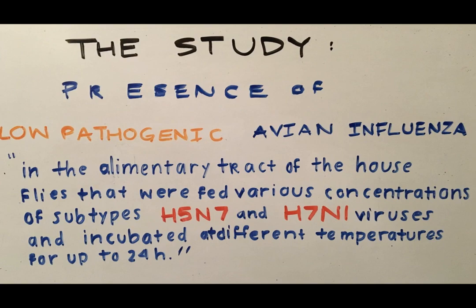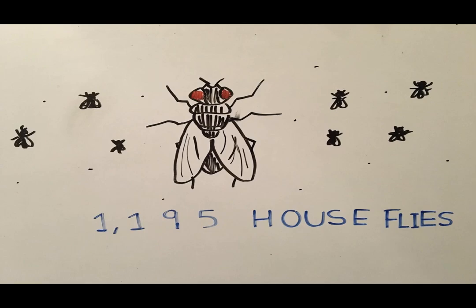And that's exactly what this study focused on: the presence of low pathogenic avian influenza in the alimentary tract of houseflies that were fed various concentrations of subtypes H5N7 and H7N1 viruses and incubated at different temperatures for up to 24 hours. So the study was trying to see whether or not they could extract these low pathogenic strains from houseflies that were fed different concentrations of each virus, and that had been stored at different temperatures and for different lengths of time.